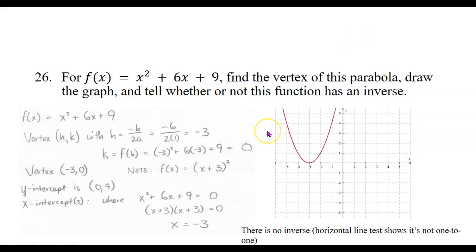So the way to tell whether a function has an inverse is the horizontal line test. Here, a horizontal line could touch the graph at more than one point, so it's not one-to-one. It does not have an inverse.